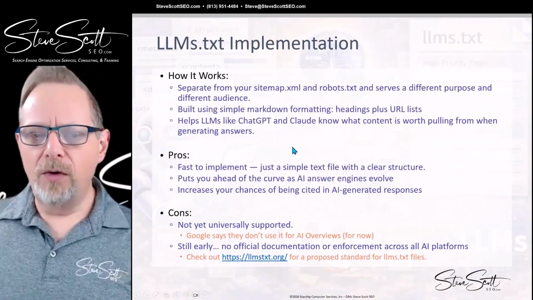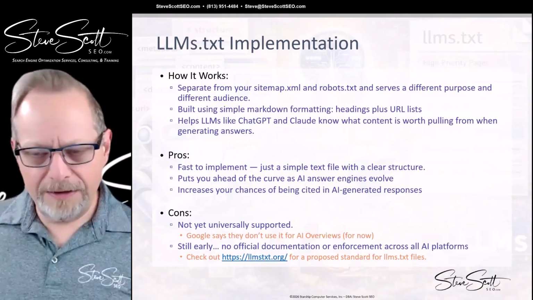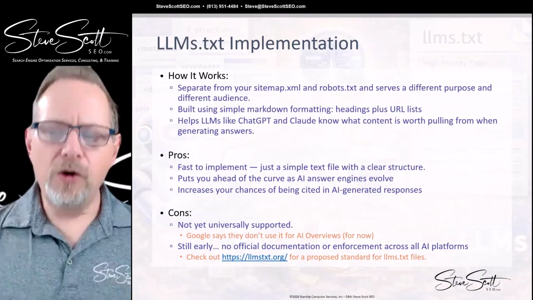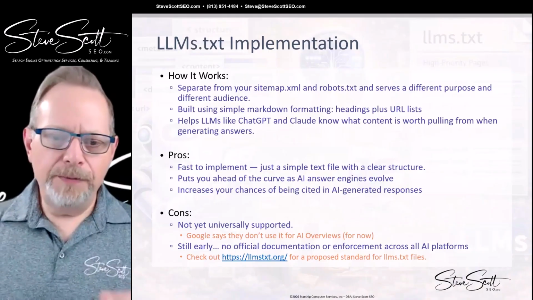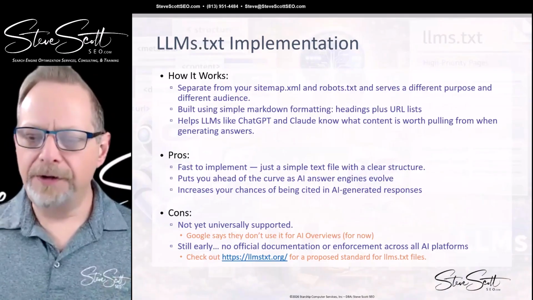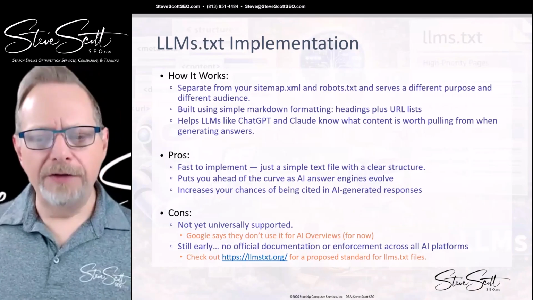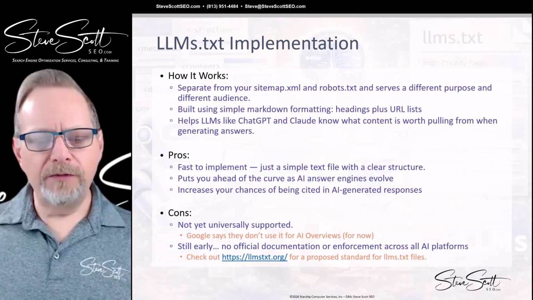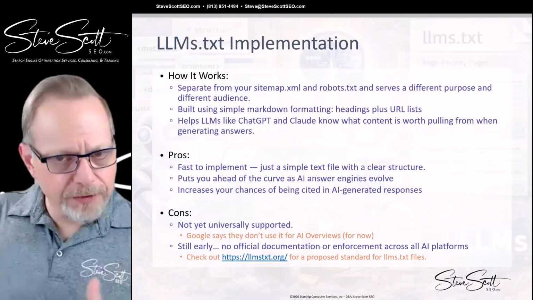So how does this work? Well, it's separate from your sitemap.xml file or your robots.txt file, which both have their own purposes, but this is a different purpose, right? And it's for a different audience. It's built using simple markdown formatting, headings, and URL lists. I'm going to show you an example in a bit. And it helps those LLMs like ChatGPT, Claude, and others know what content's worth pulling from when they're generating their answers. So it's a way to help them understand better.